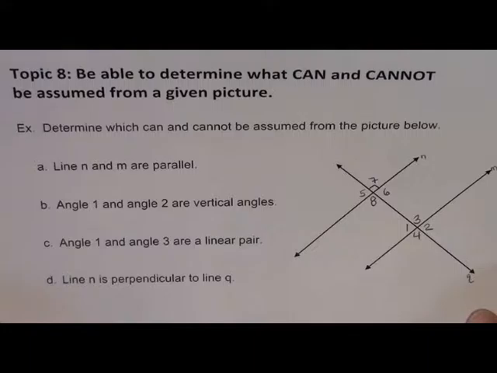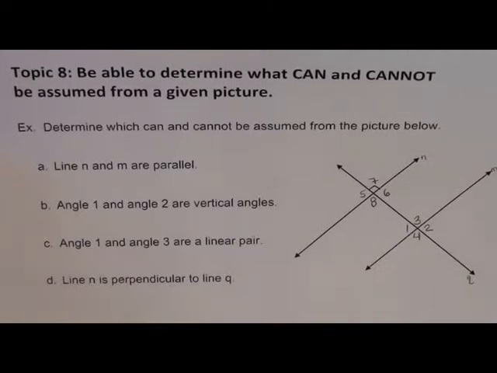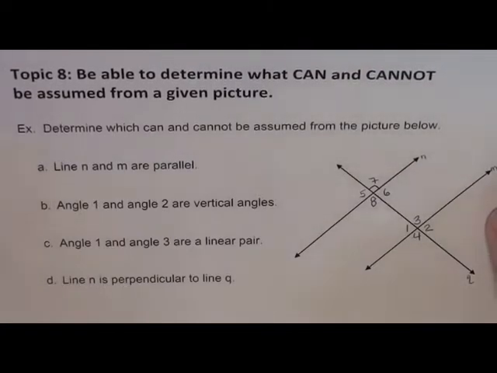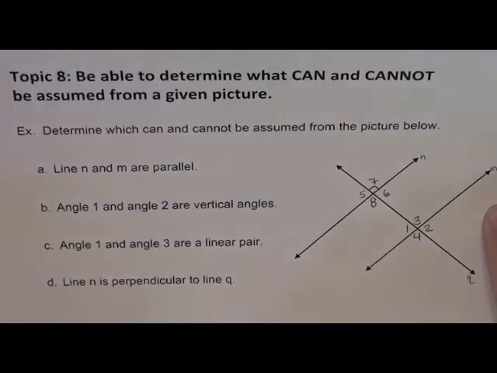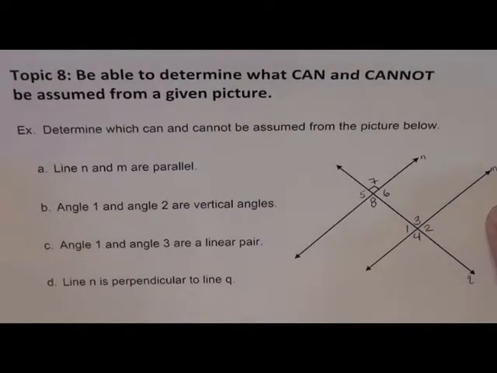Geometry 1, Chapter 2 Test, Topic 8. Be able to determine what can and cannot be assumed from a given picture. Now, the main thing to remember about this topic is that if your picture does not specifically tell you something is true, you cannot assume it to be true. So you need to look for the markings.